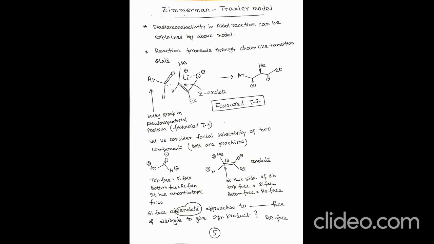Now when it is attacking the carbonyl, OH is coming on the top. So therefore definitely the Z enolate is attacking at the back side of the carbonyl. The back side of the aldehyde is the re phase. So the psi-re combination, meaning the psi phase of the enolate interacts with the re phase of the carbonyl, gives rise to the syn product.